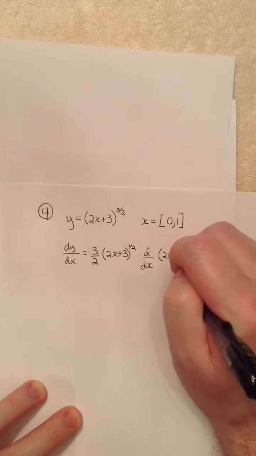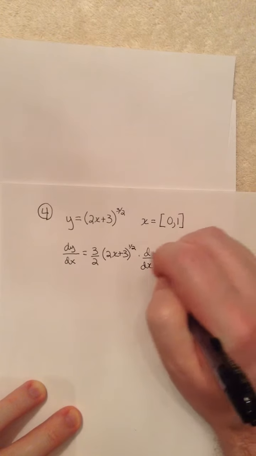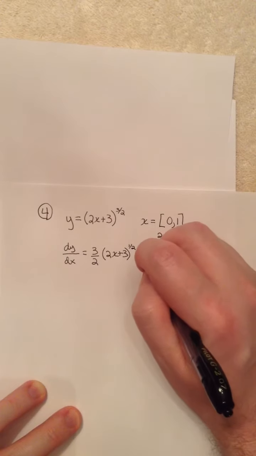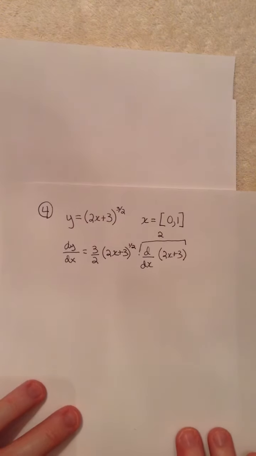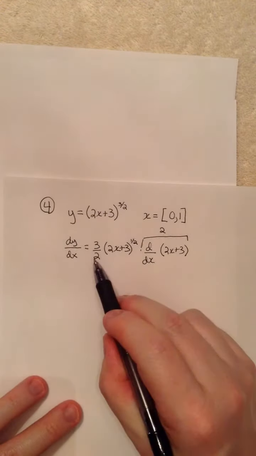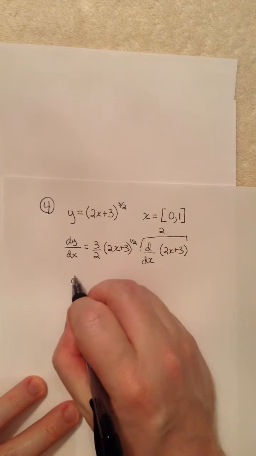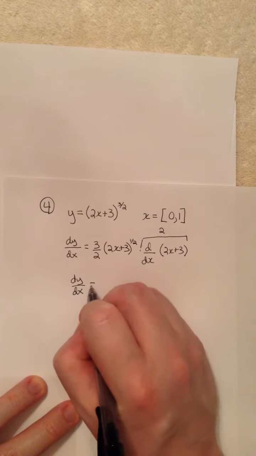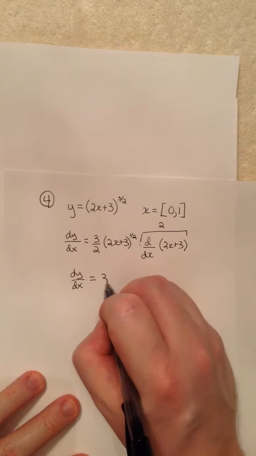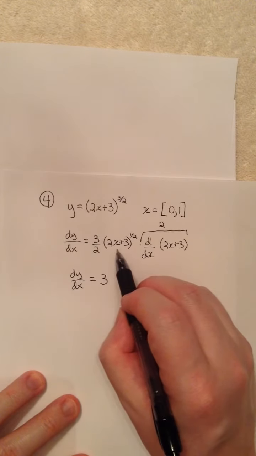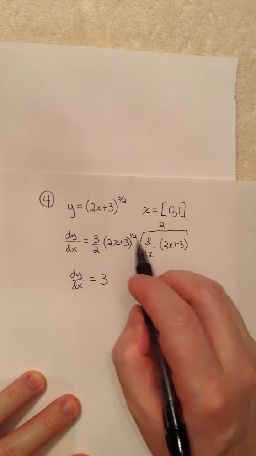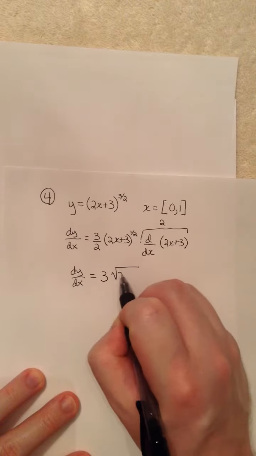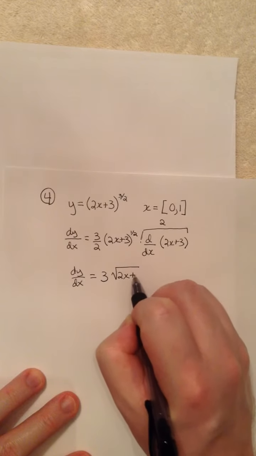So we're looking at taking the derivative of 2x plus 3, and that is going to end up being 2. And as we multiply, we're going to have 2 times 3/2, which would be 3. And so for the derivative, we're going to end up with 3 times the quantity 2x plus 3 to the 1/2, or you can just write this as 3 times the square root of 2x plus 3.